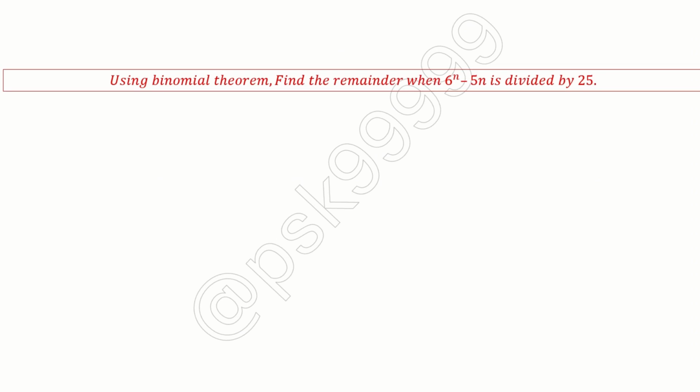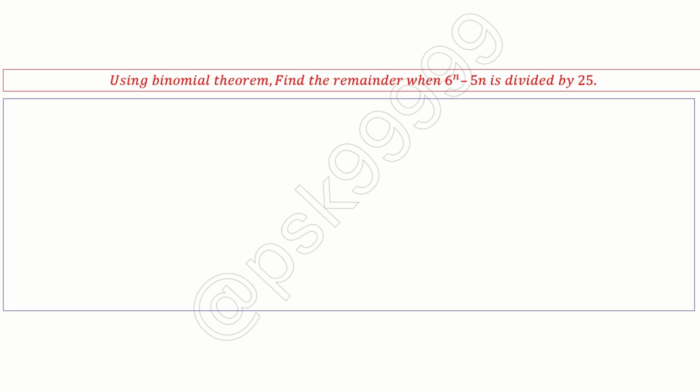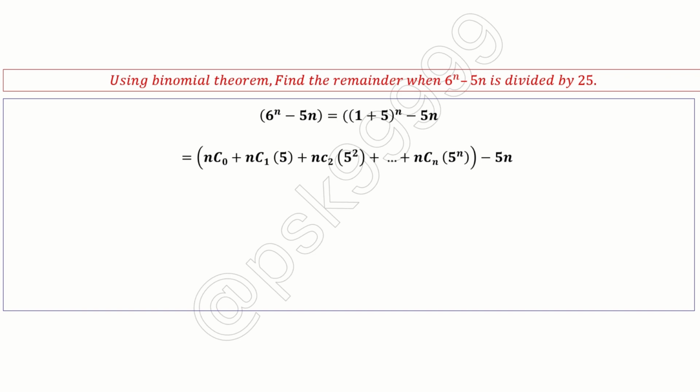Using binomial theorem, find the remainder when 6 to the power of n minus 5n is divided by 25. Here he did not give a proof. These are the problems we'll get in engineering. What is the remainder when 6 to the power of n minus 5n is divided by 25? This is how the problem will come. He doesn't even mention using the binomial theorem. So let's see. 6 to the power of n minus 5n, I can write as (1 + 5) whole to the power of n minus 5n. (1 + 5) to the power of n, I can expand as nC0 + nC1 times 5 + nC2 times 5 square up to nCn times 5 to the power of n, minus 5n.